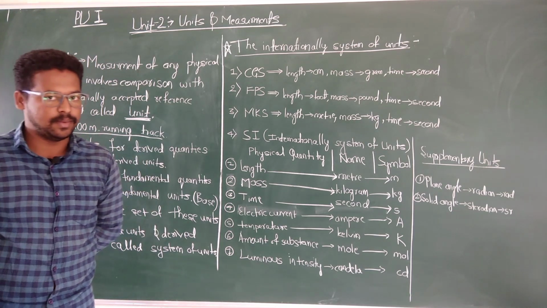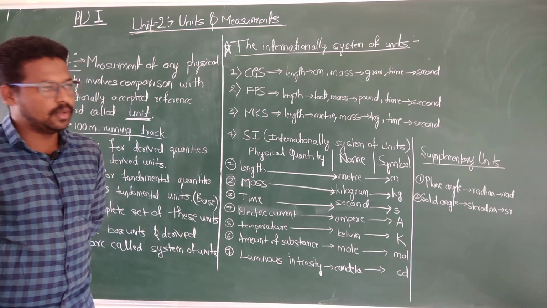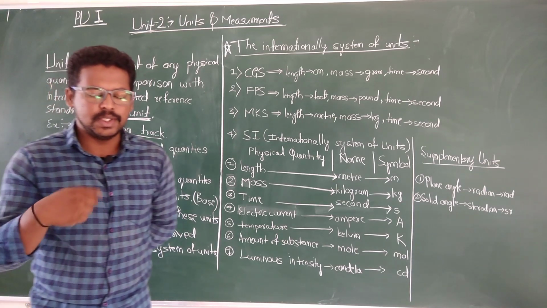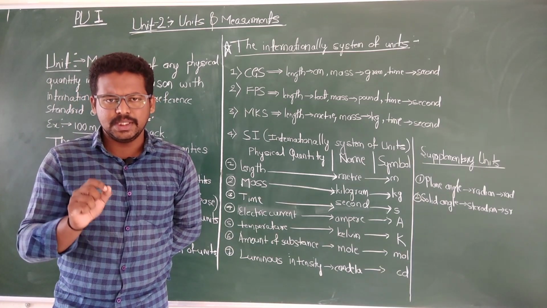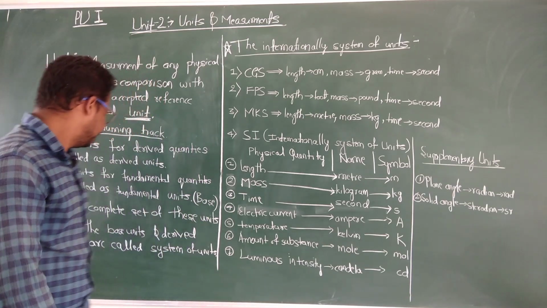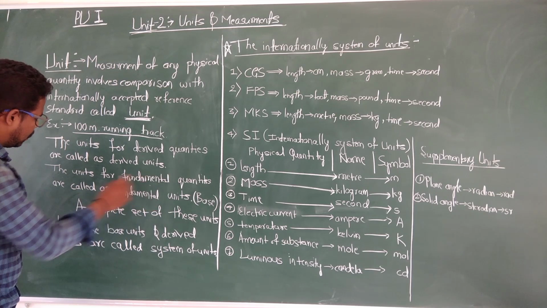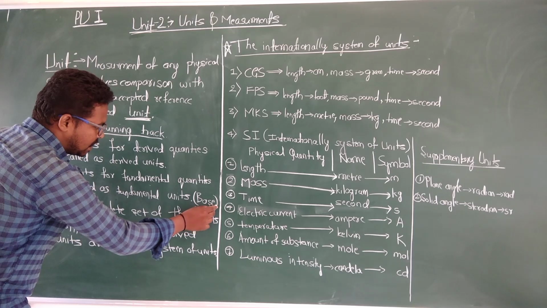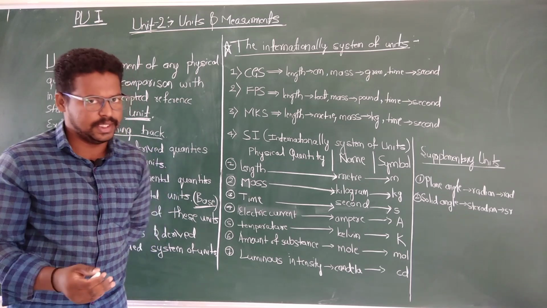Next, the units for derived quantities are called derived units. Yesterday in class we discussed the types of physical quantities: fundamental quantities and derived quantities. The units used to measure the fundamental quantities are called fundamental units, and the units used to measure the derived quantities are called derived units. The units for fundamental quantities are called fundamental units or base units. So fundamental is also called base. Remember this.